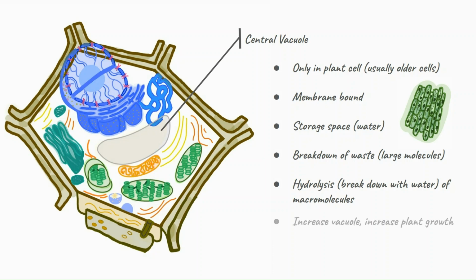Lastly, it's important to note that an increase in the vacuole increases the plant growth. Usually, the central vacuole will apply pressure to the cell wall, causing it to expand.